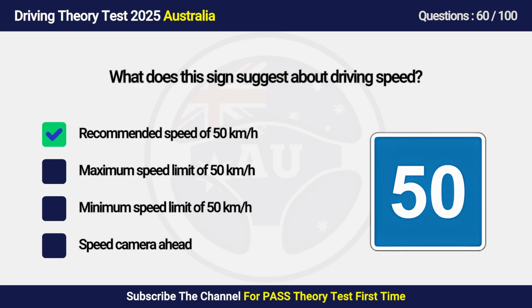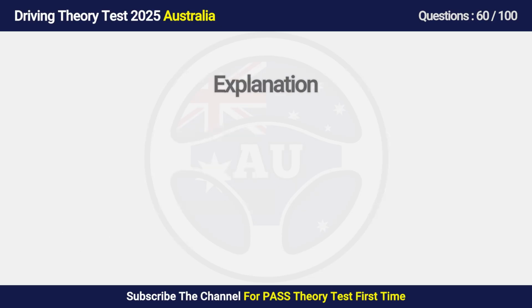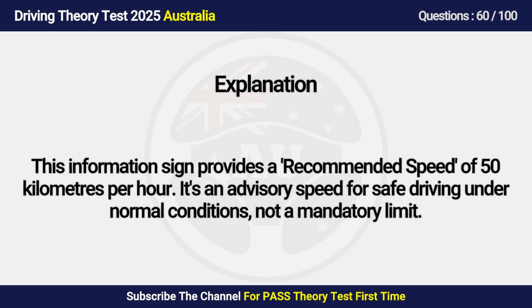Answer is A, recommended speed of 50. This information sign provides a recommended speed of 50 km per hour. It's an advisory speed for safe driving under normal conditions, not a mandatory limit.